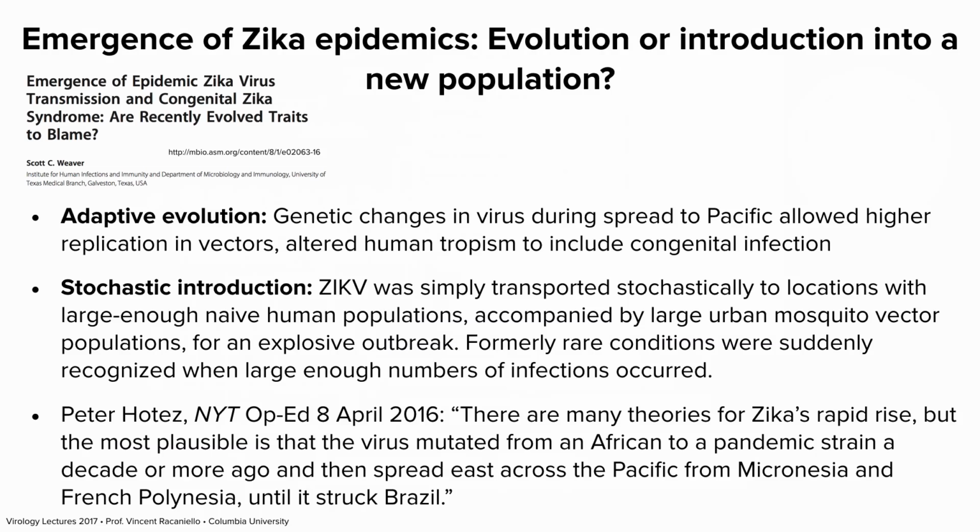Now, back in April 2016, Peter Hotez, a well-respected parasitologist, wrote in an op-ed, "There are many theories for Zika's rise, but the most plausible is that the virus mutated from an African to a pandemic strain a decade or more ago and then spread east." I don't know why it's most plausible. There's no evidence for it. I mean, there is genetic difference between the African and the Asian strains, but that certainly doesn't prove that the differences are responsible for this change in disease pattern. Equally likely is the stochastic introduction theory.